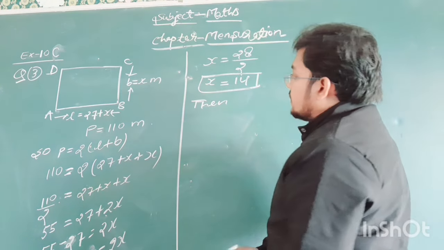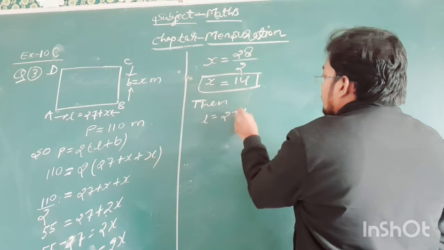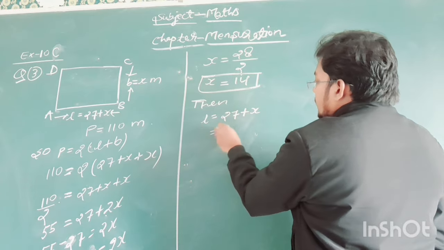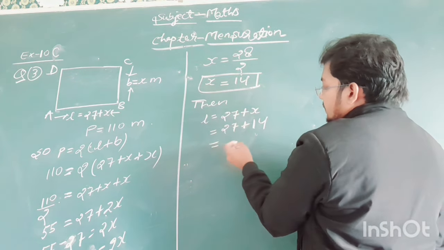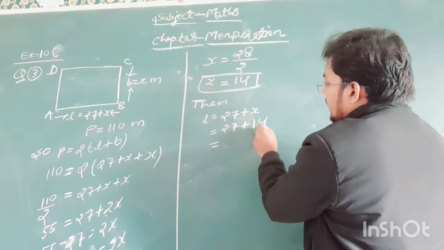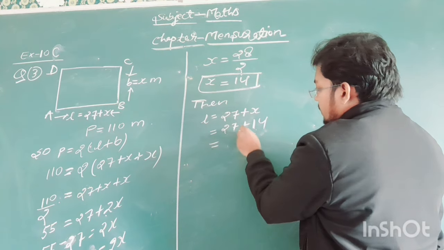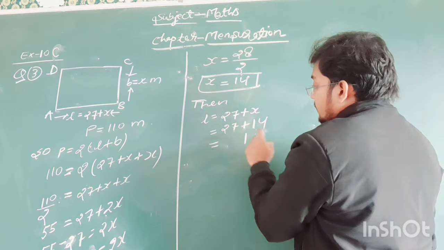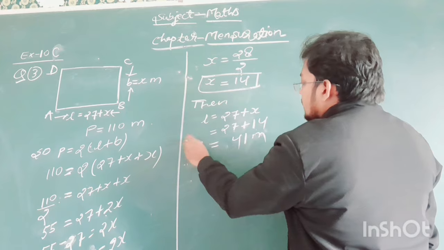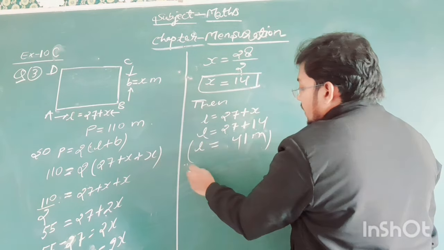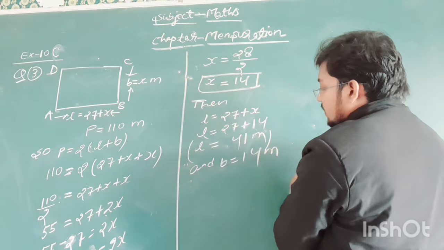length of the rectangle is L equal to 27 plus x, which is 27 plus the value of x, which is 14. So we add 27 and 14: 4 plus 7 is 11, which is 1 and carry 1, 2 plus 1 is 3, 1, 4. L is equal to 41 meter, and breadth is equal to 14 meter.